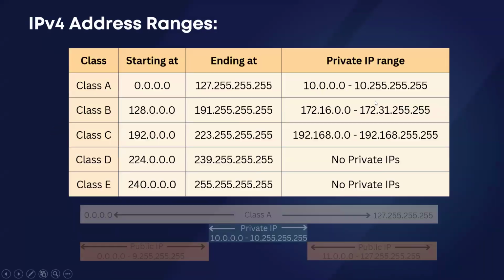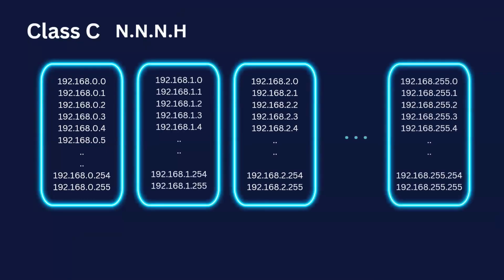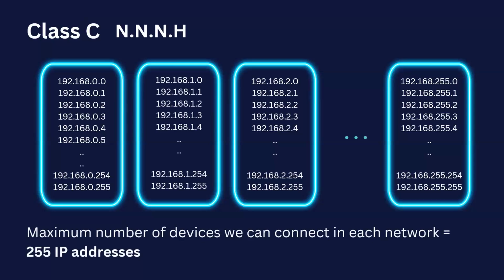So the significance of class C is with 3 network portions and 1 host portion. In every network, you can connect a maximum of 255 devices, not more than that. So from 0.0 to 0.255, this is the first set of 255 IPs. And this whole thing is one single network, the 192.168.0 dot network. Then again, in the 192.168.1 dot network, you have 255 devices. 2 dot network, 255 devices. 3 dot network, 255 devices. Till the end, 192.168.255.0 to 255.255. That's the last network with again 255 devices. So in each class C network, we can connect a maximum of 255 IPs, not more than that.